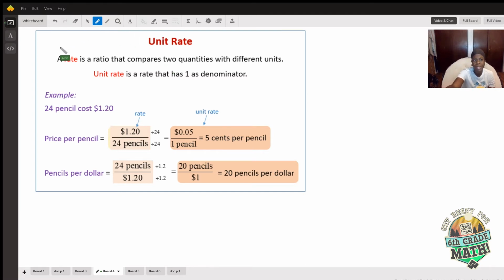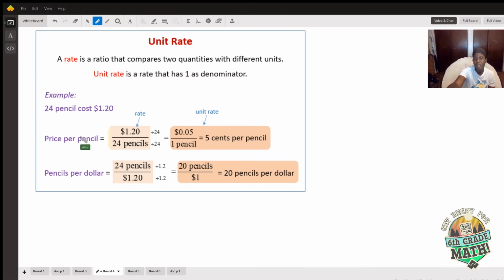So let's go through this example. 24 pencils cost $1.20. If you want to find the price per pencil, you would put $1.20 on top, the amount of pencils on the bottom, which is 24, and divide by 24. Remember, you're finding the equivalent ratio, but it's the unit rate ratio for the price per pencil. So you have to divide both by 24, and you will find out that for every pencil, it costs 5 cents. So the unit rate is 5 cents per pencil.